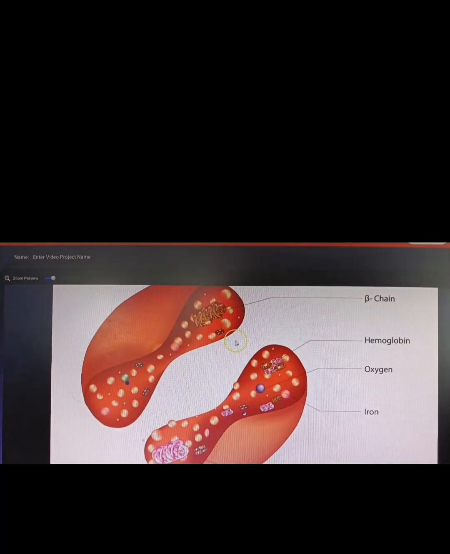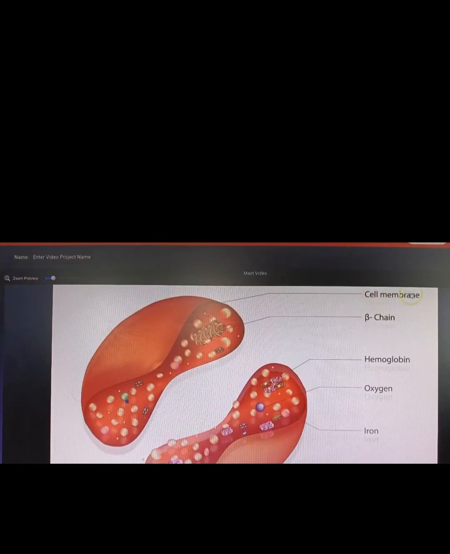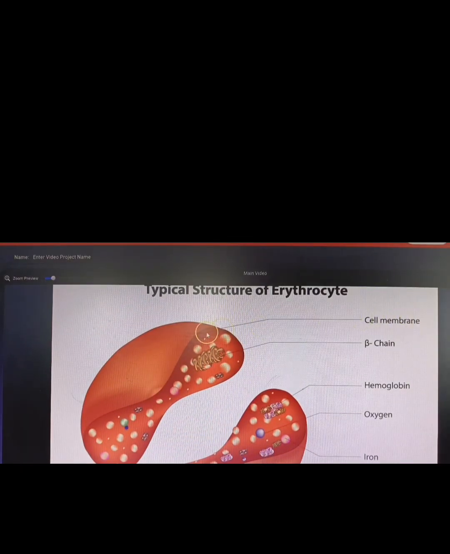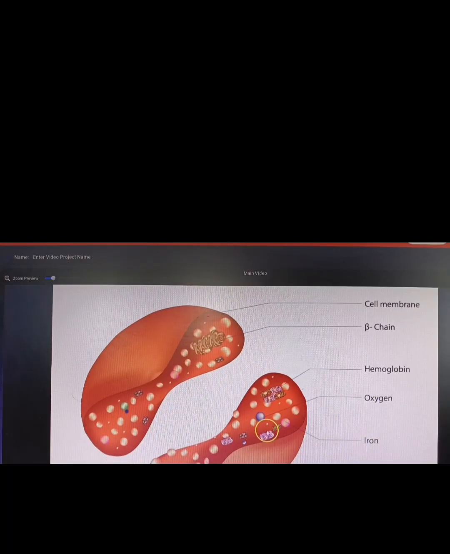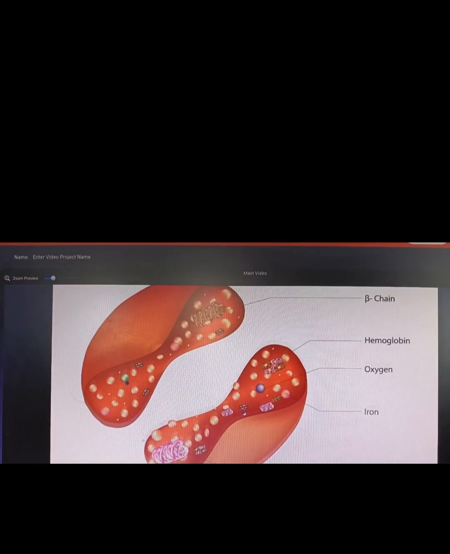Look into this picture. This is the structure of erythrocytes. Erythrocytes means RBC cells. So when we cut the RBC cell, inside, first the cell membrane. Cell membrane is the top layer of the RBC cells, and inside the cell it contains beta chain, hemoglobin molecules, and oxygen molecules, iron molecules, and alpha chain.